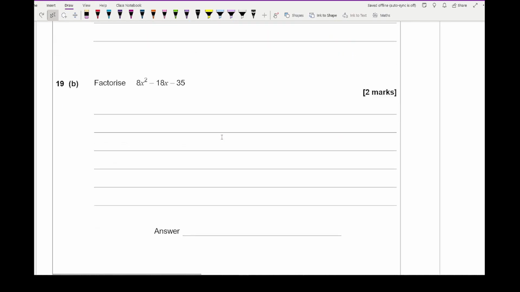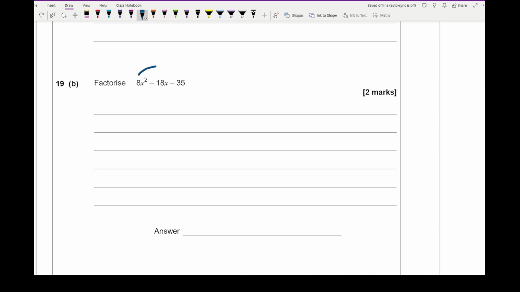Moving on to 19b, it says factorize 8x squared minus 18x minus 35 equals this. Now, for 2 marks, if you can do it just by looking at it, by inspection, you'll get 1 mark for each correct bracket. If you can't, then don't worry, I'll show you how we can actually do this.